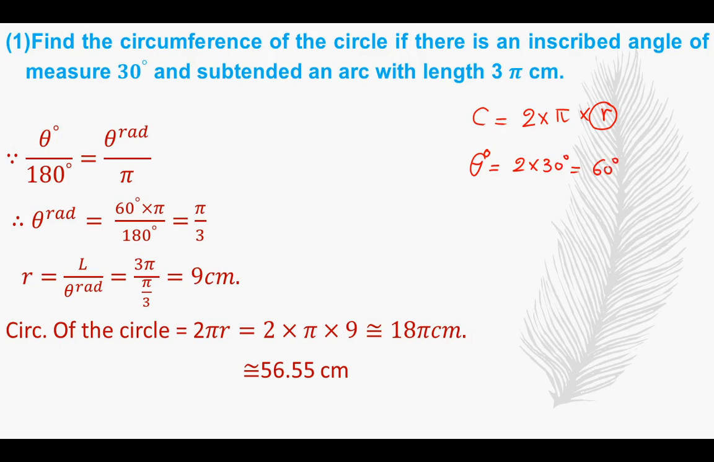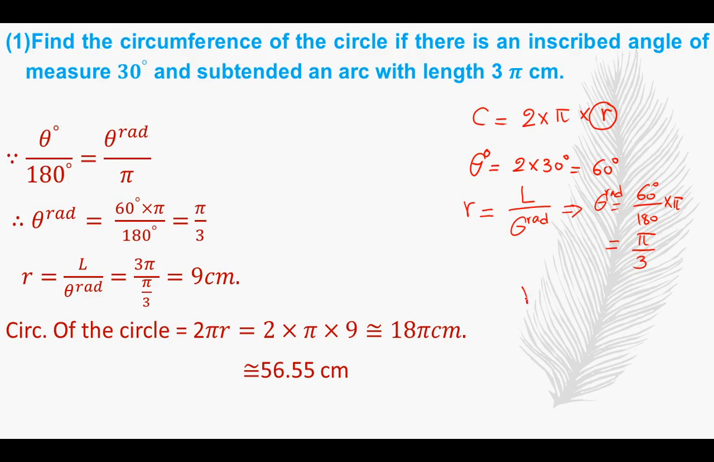Okay, and to find r, we know that the length of the radius r equals L over theta radian. So we have to change theta from degree to radian. How can we change it? Theta radian will be equal to theta degree, 60, over 180 multiplied by π. So the result will be π over 3. So theta radian equals π over 3.